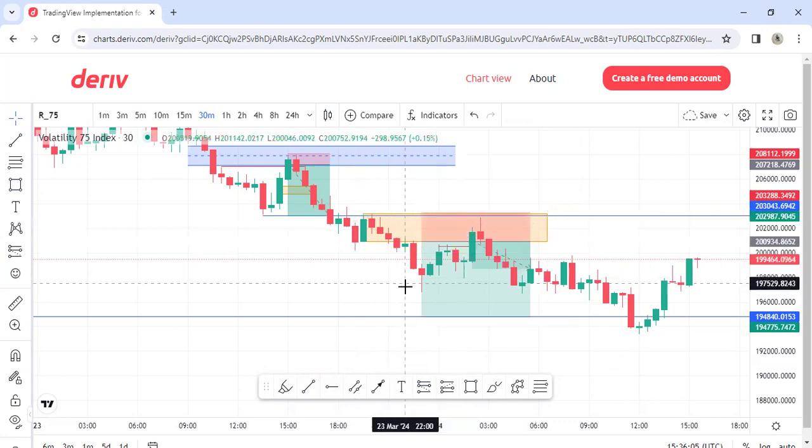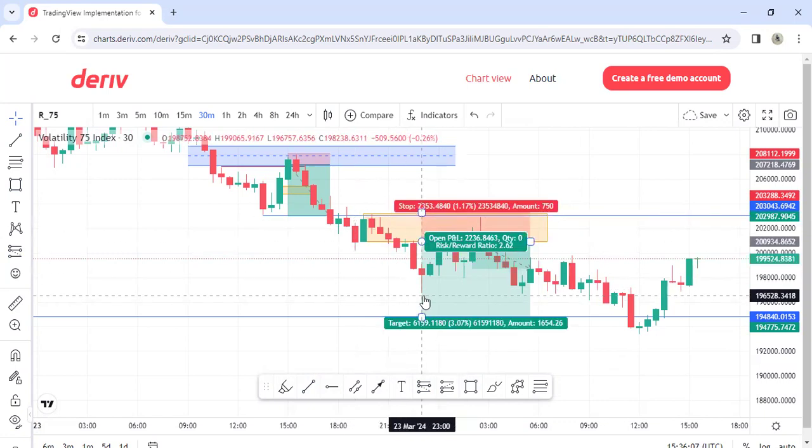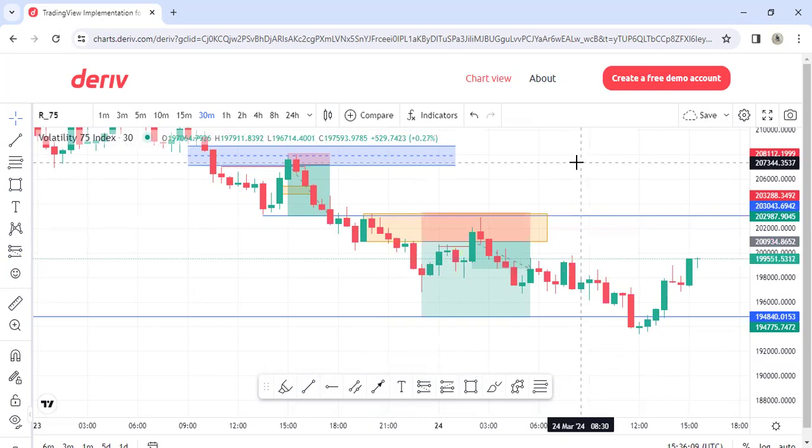Note that I'm not trying to catch the buys, right? I'm not looking for retracement buys. I'm not looking for anything that has to do with retracement buys, right? I'm only looking for sells. So that is how I approach the market from a logical standpoint, right?